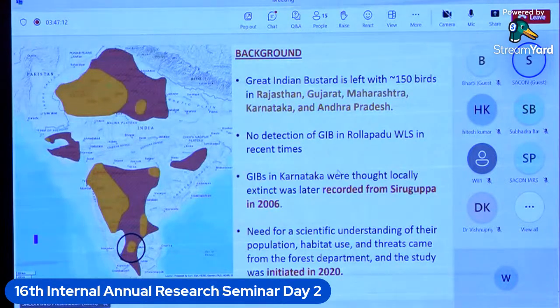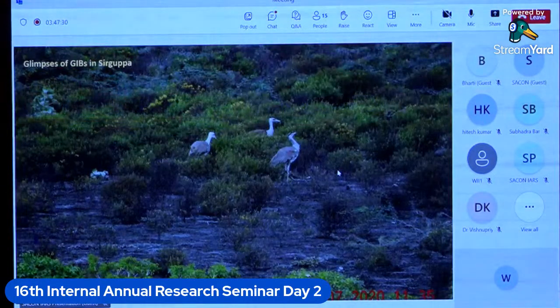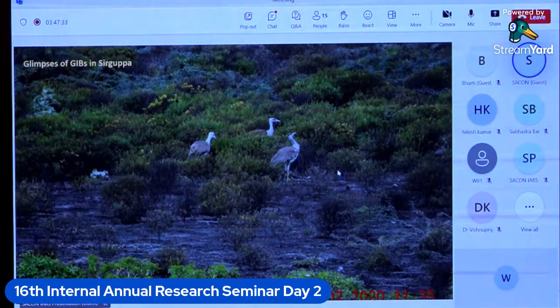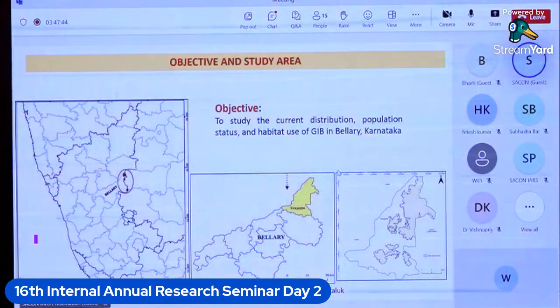This is showing the area of Andhra Pradesh. And it was found that understanding of the species is very much required, especially for this particular population. So the study was initiated in 2020. These are glimpses of GIBs in Sirguppa, taken a few years back, in 2020. Sirguppa is one of the talukas located in Ballari district, and this taluk Sirguppa already has irrigated area and a river system.